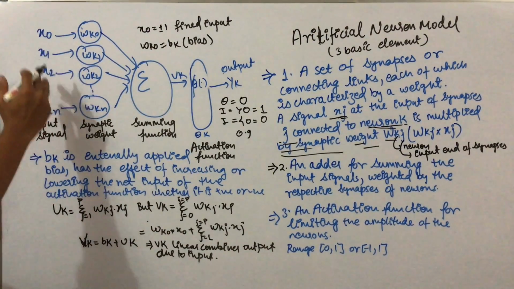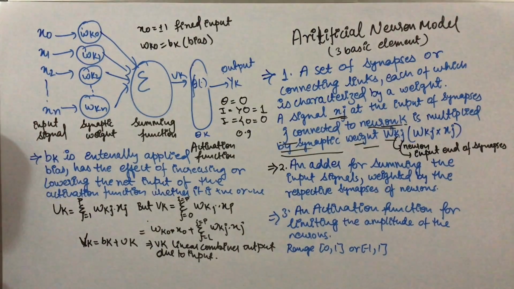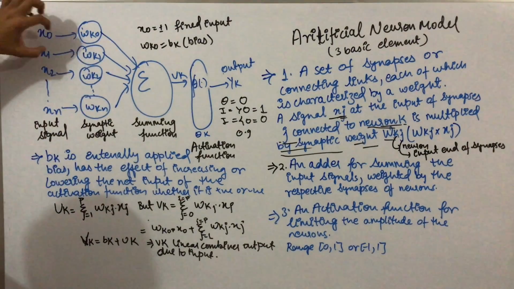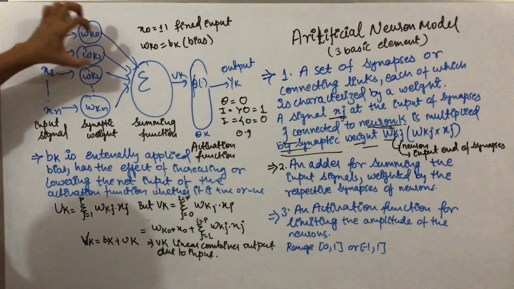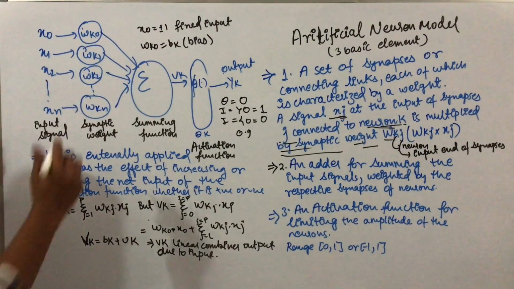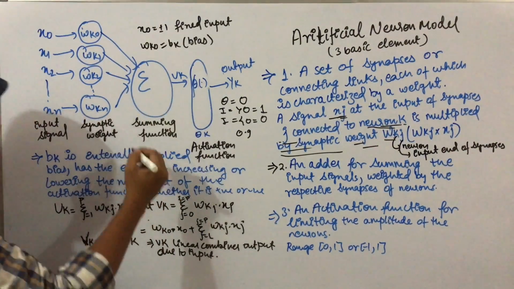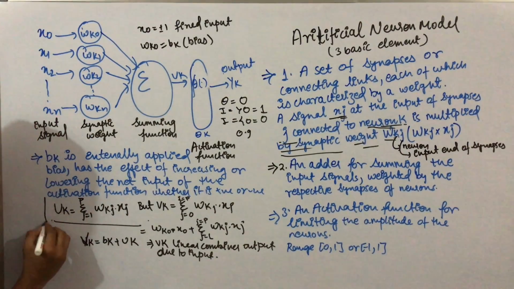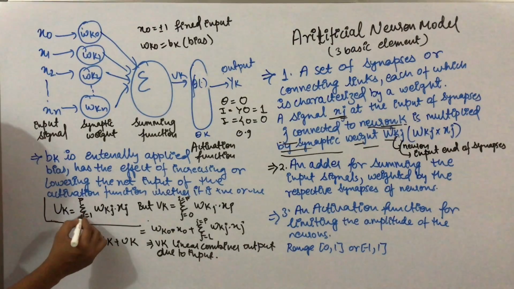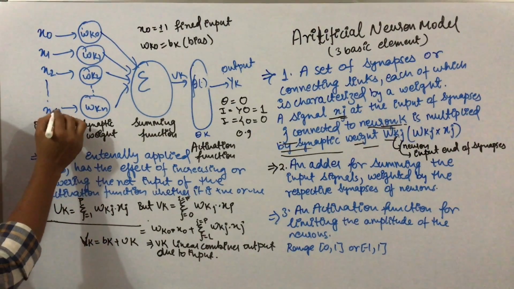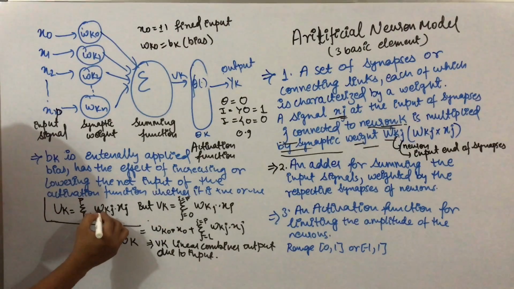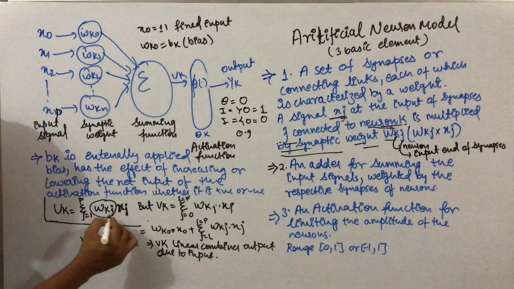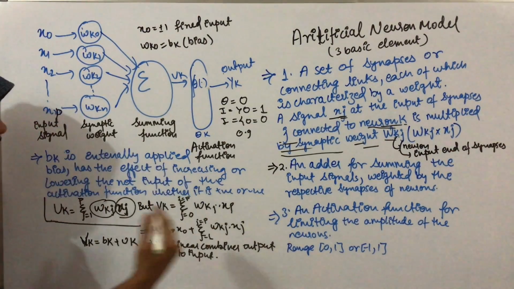We have input signals x0, x1, x2 and so on, which are given to the synapses. These synapses have some weights, and those will be wk0, wk1, wk2 and so on. And now the summing function will give the total sum. We can represent this summation as uk. uk is equal to the summation from j equals 1 to p, or n, of wkj into xj. Here wkj is the associated weight and xj is the input signal.